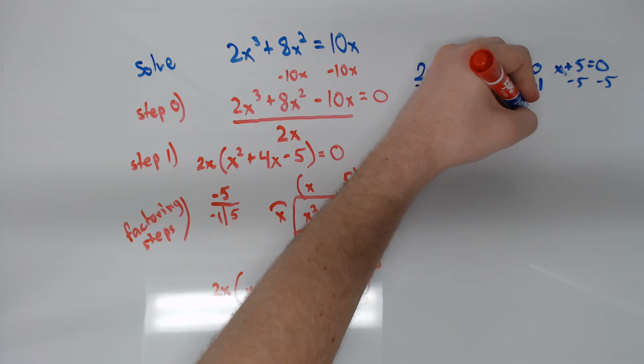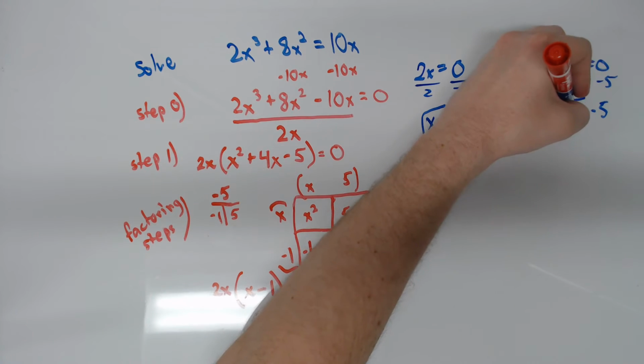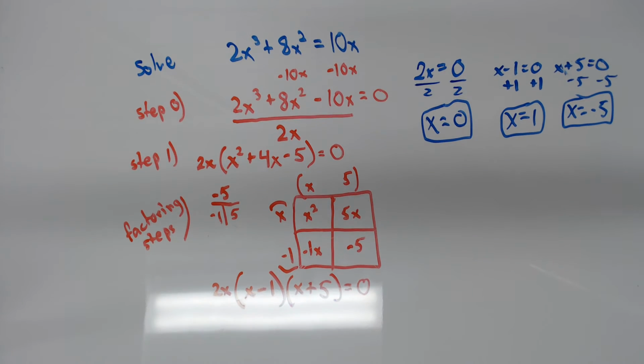x equals 0, x equals 1, and x equals -5. This is our final answer. All right? We had 3 solutions for this problem because we had 3 factors when we got to the end with the zero product property.